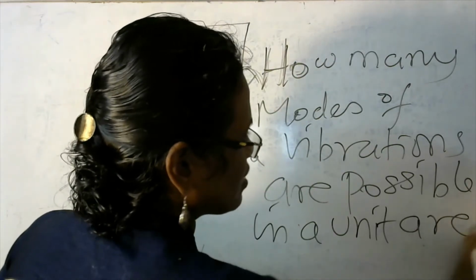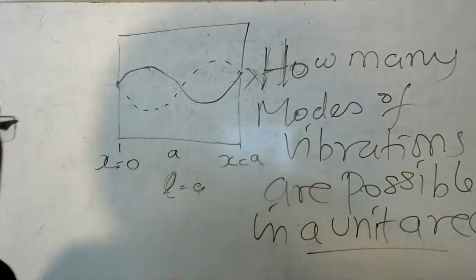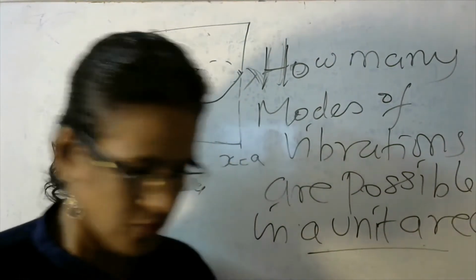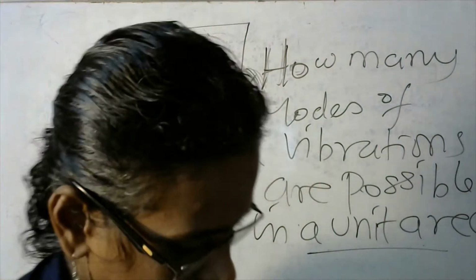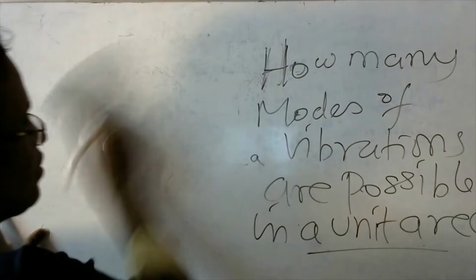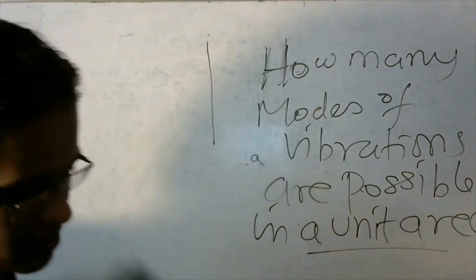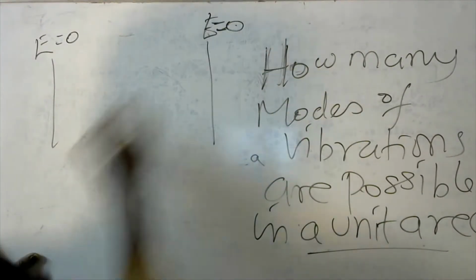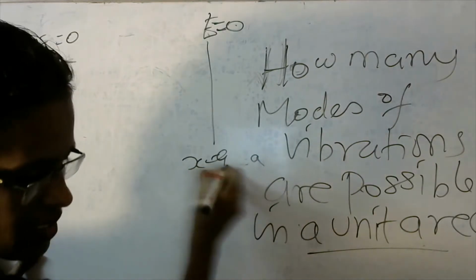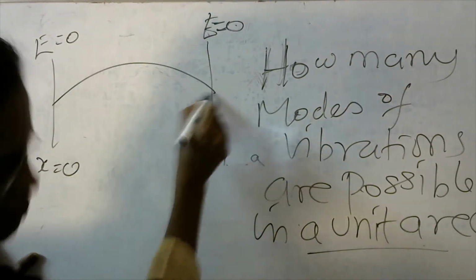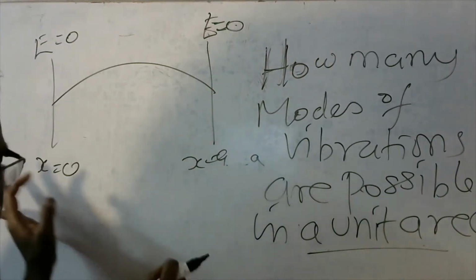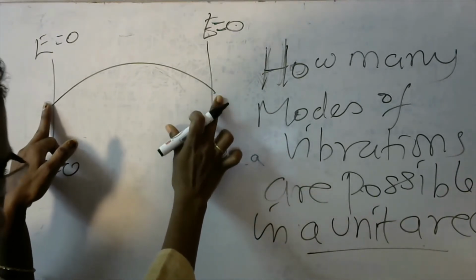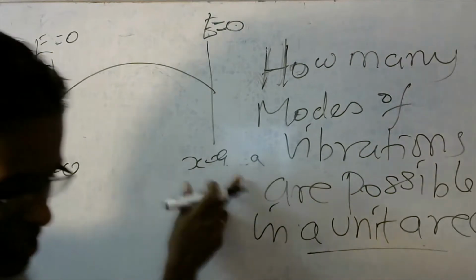In a unit area you need to calculate, and then you can summarize it for the entire region. As I said before, for a particular E, on both sides the energy is 0. This is x is equal to 0, x is equal to a. A wave can be formed like this, a wave that ends with two nodes on the two edges. So this is the longest possible wave.